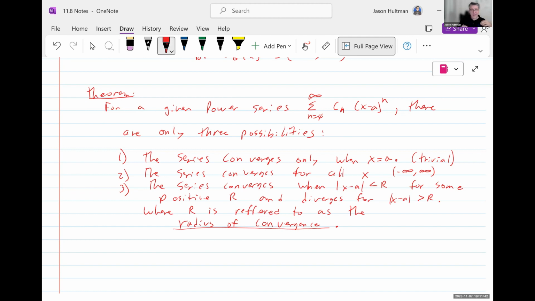Okay, so we're saying we're going to get to a place where we have the absolute value of x minus a less than R. And so it's going to converge for the absolute value of x minus a less than R, and diverge for the absolute value of x minus a greater than R. And then what happens if it equals R? We have to test the endpoints.